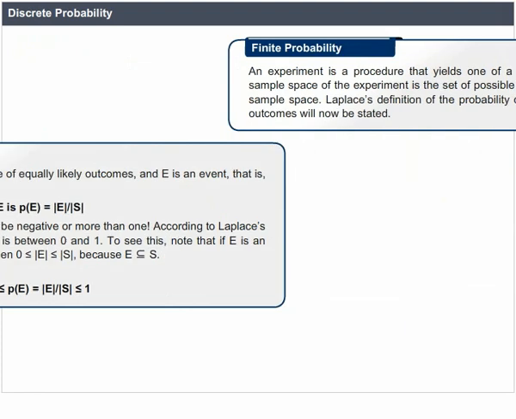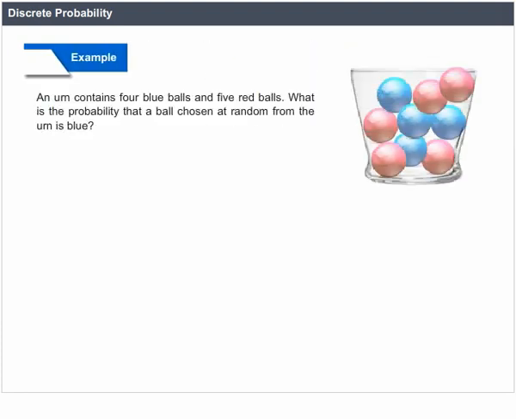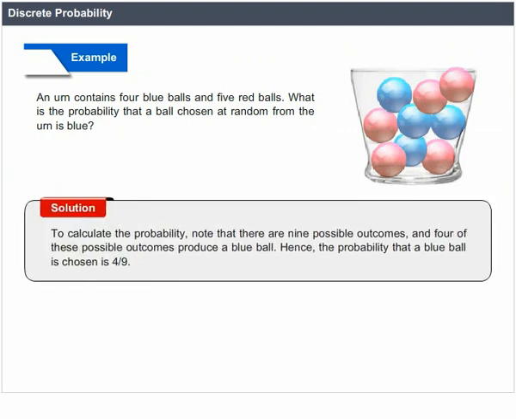An urn contains 4 blue balls and 5 red balls. What is the probability that a ball chosen at random from the urn is blue? Solution. To calculate the probability, note that there are 9 possible outcomes and 4 of these possible outcomes produce a blue ball. Hence, the probability that a blue ball is chosen is 4/9.